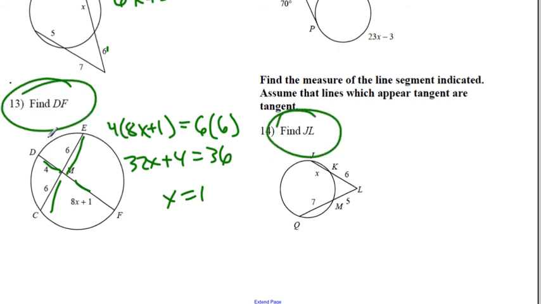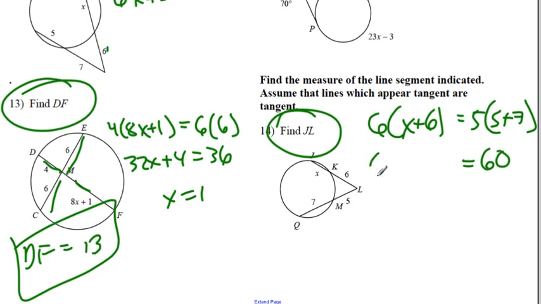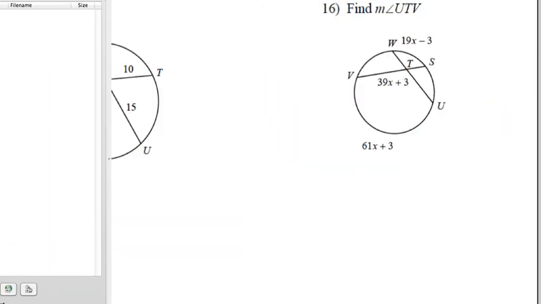So in 13, they ask you to find DF. So you take your x equals 1, plug it in here into 8x plus 1. You're going to get 9, 4, 13. There you go. So DF here is going to equal 13. On the right, what do we get? 6 times x plus 6 is going to equal 5 times 5 plus 7. So this is 5 times 12, which is 60. We get 6 times x plus 6. I'm going to divide both sides by 6. Ooh, what's that going to do? That's going to give you this, and x is going to equal 4. Find JL. JL, if this is 4, JL is going to equal 10. Hey, we're going quickly through all these because I don't want to make a 50-minute video.